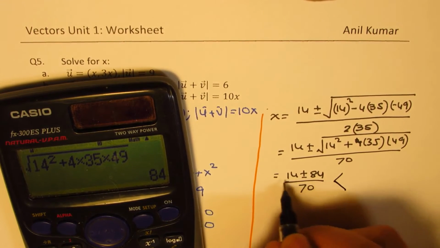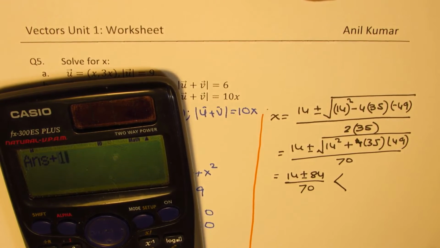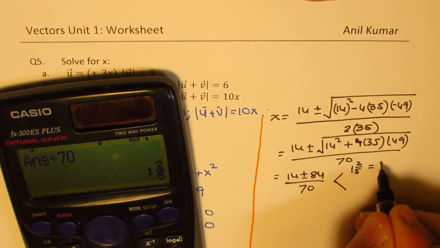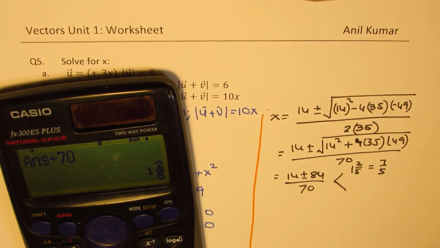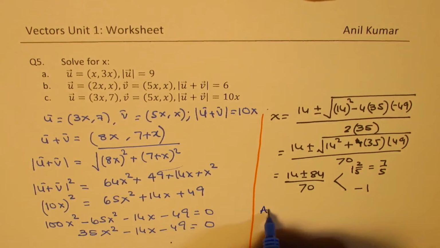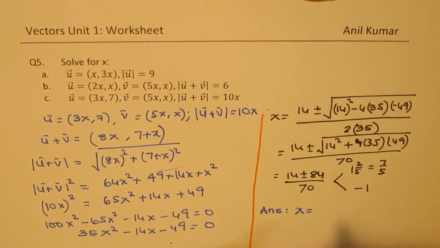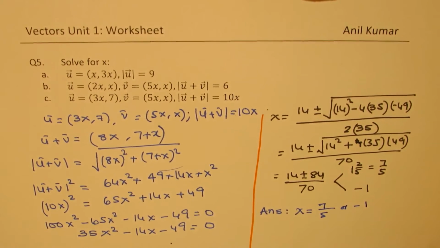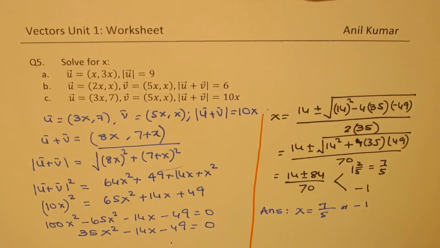So we get two solutions here. If I do 14 plus 84 and then divide by 70, I get my answer as 1 and 2 over 5, which is 7 over 5. And if I say 14 minus 84 and then divide by 70, I get minus 1. So we have two solutions for this. The value of x is equal to 7 over 5 or minus 1, correct? So these are the two solutions for the third part.